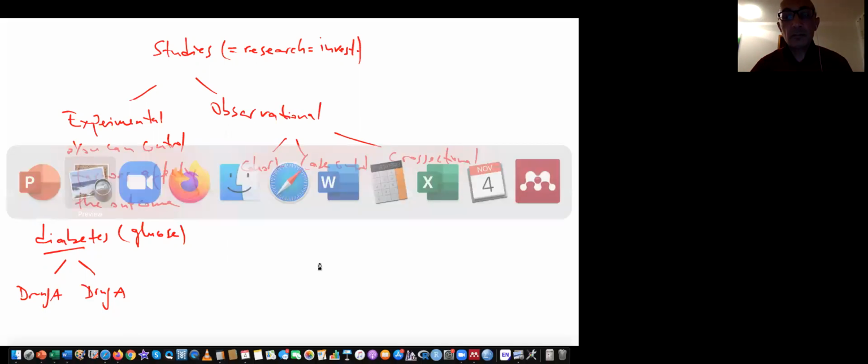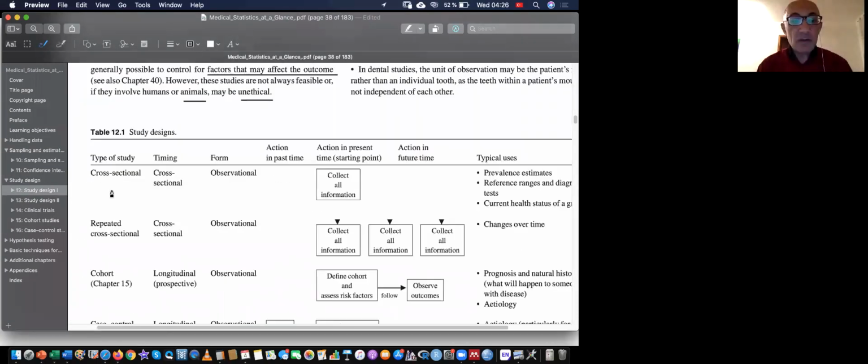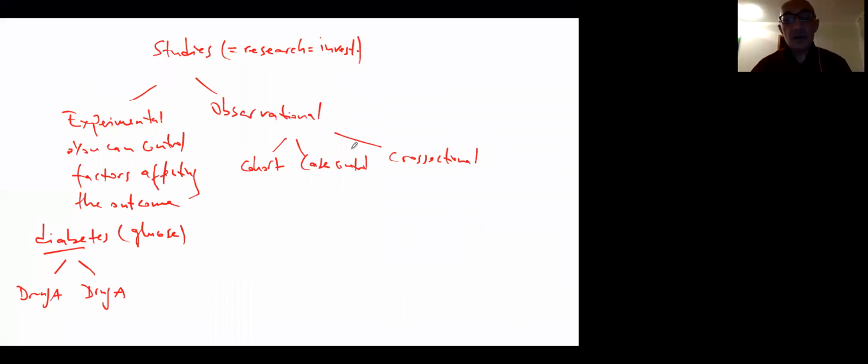In the table, you will find all of this information about it. Cross-sectional studies can also be simple cross-sectional or repeated cross-sectional. So cross-sectional studies can be simple, one cross-sectional, or repeated cross-sectional. Okay.